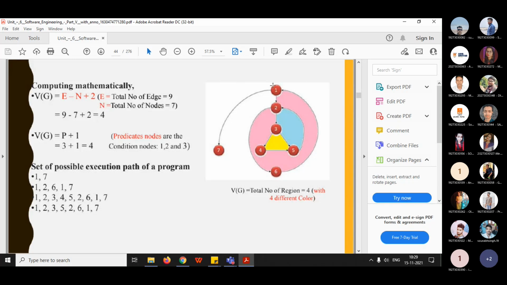See here, this is the starting node, node number 1, and the ending node is node number 7. So if you find the first path, that is 1 to 7, starting and ending node connecting, this is one path. Next path, you can see 1 to 2. You need to take those edges which are in the same order.